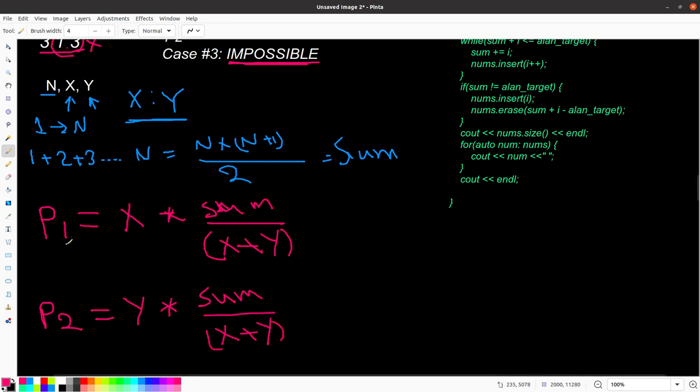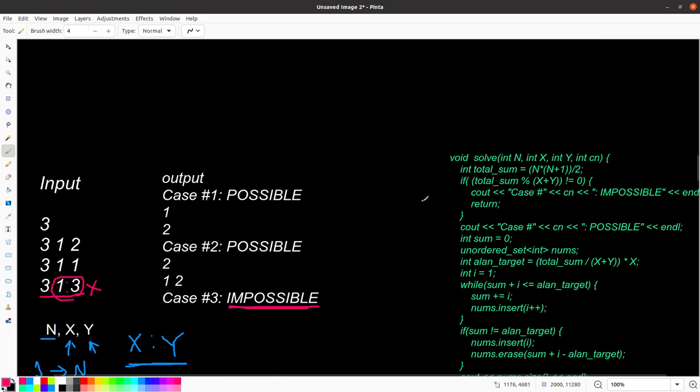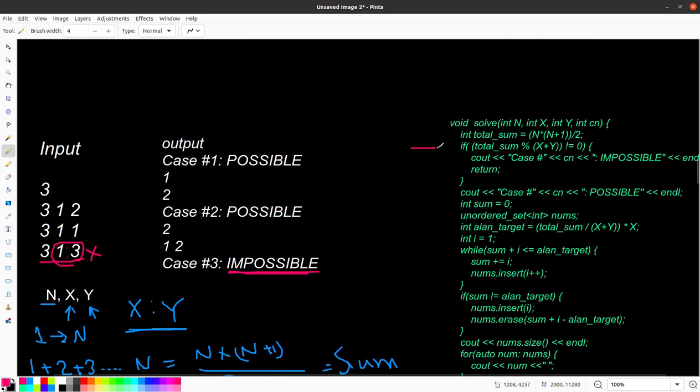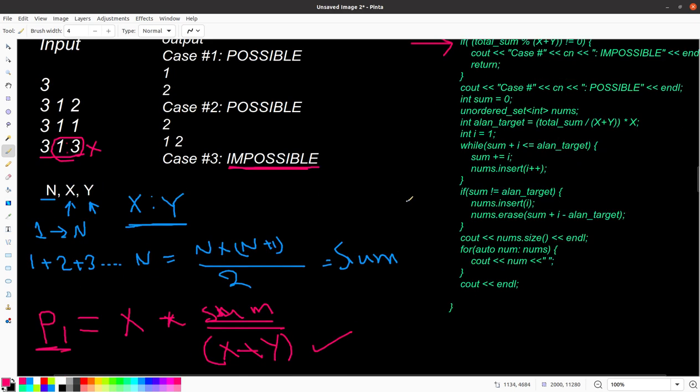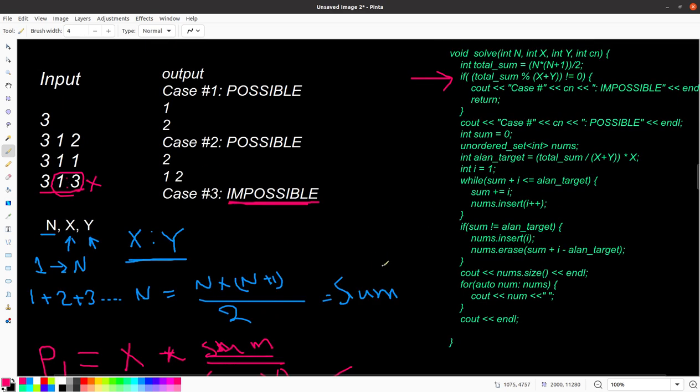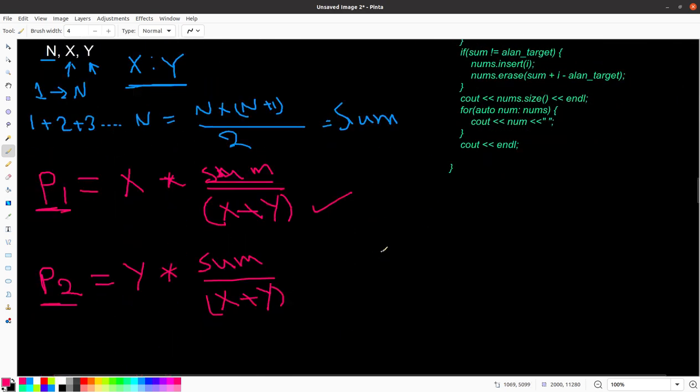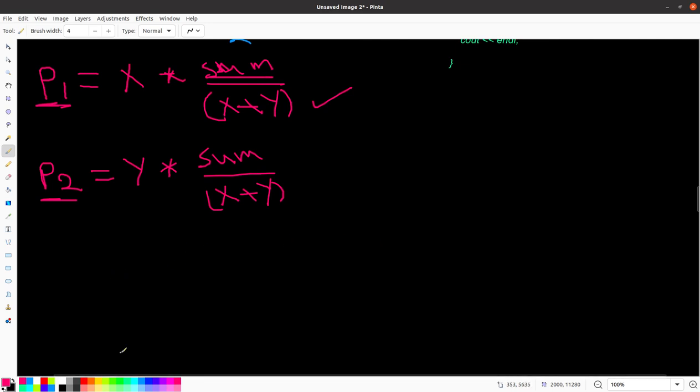And because p1 and p2 must be integer values, the total sum mod x plus y should equal 0. This is why we need to check first: if total sum mod x plus y is not 0, then it's impossible to find such a ratio, otherwise it's possible. And if it's possible, how can we solve it?